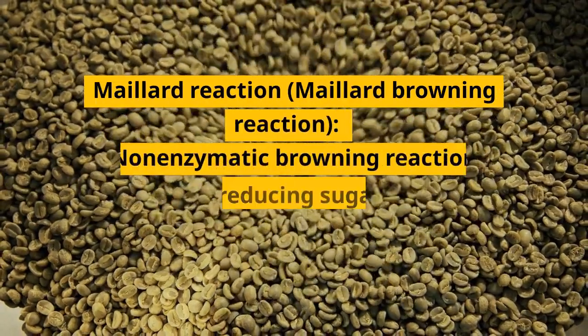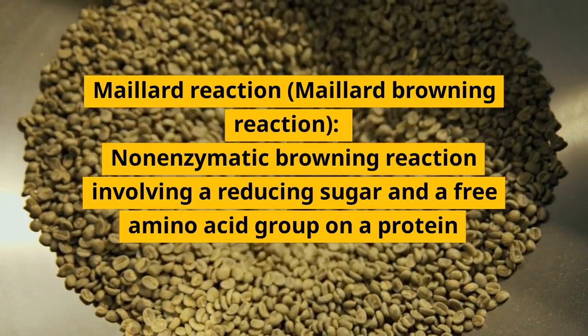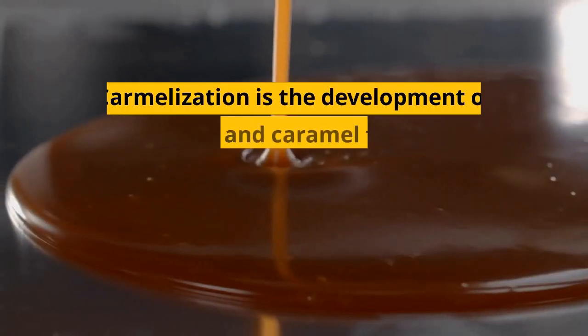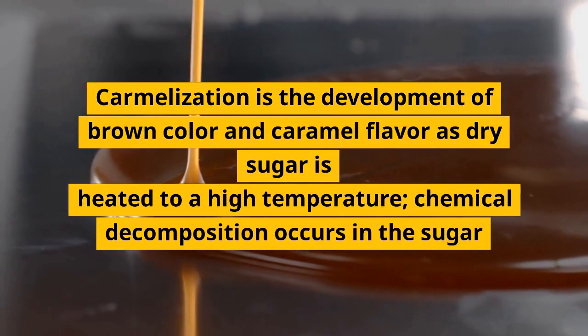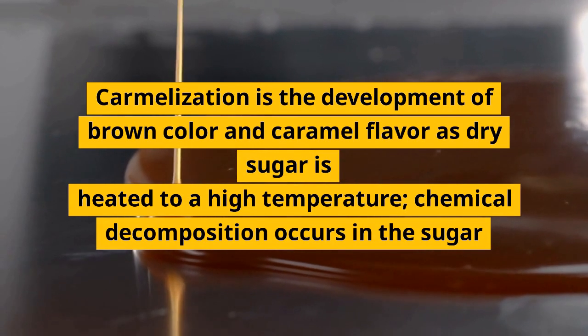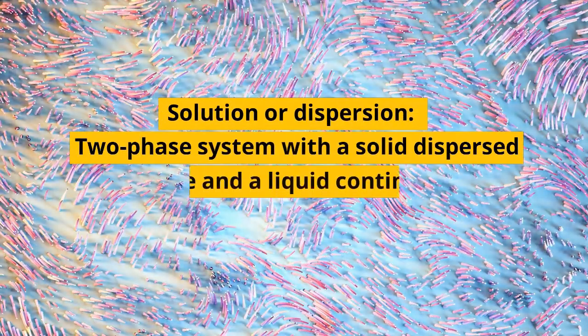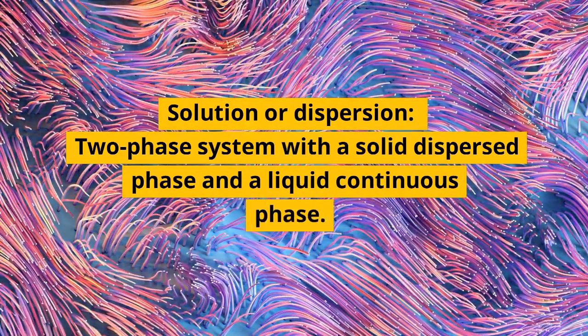Maillard reaction, Maillard browning reaction: a non-enzymatic browning reaction involving a reducing sugar and a free amino acid group on a protein. Caramelization is the development of brown color and caramel flavor as dry sugar is heated to a high temperature. Chemical decomposition occurs in the sugar. Solution or dispersion: a two-phase system with a solid dispersed phase and a liquid continuous phase.